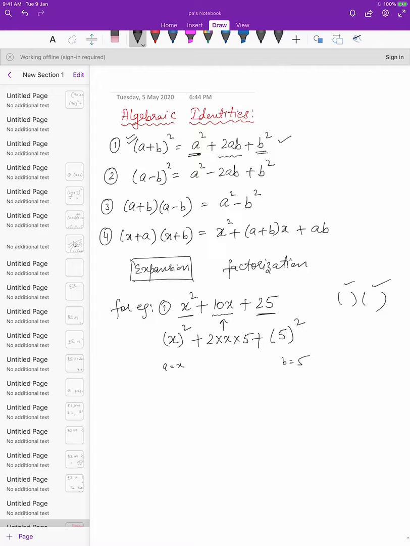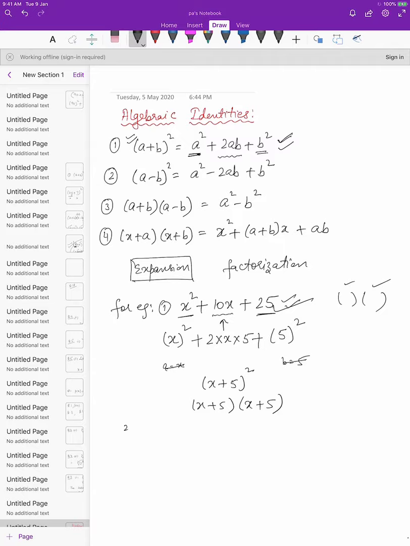It means that this expression is exactly in the format of the identity (a + b) whole square. So what can I do? I can write this expression as (a + b) whole square. In place of a, I will be writing x. In place of b, I will be writing 5. So (x + 5) whole square, or I can write it as (x + 5)(x + 5). This is the factorized form of the given expression by using the first identity.